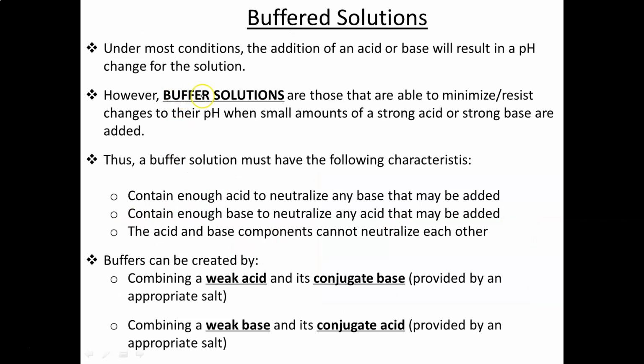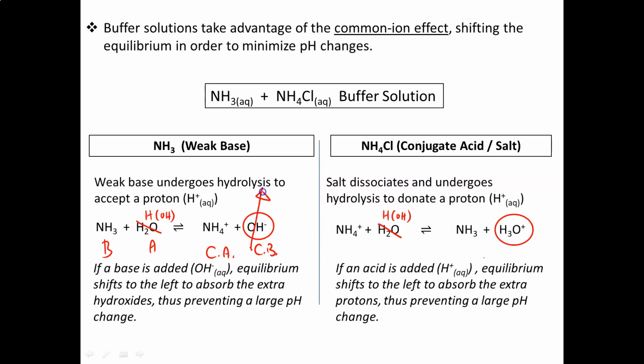Now, if you recall, a buffer solution must contain enough acid to neutralize any base that you add in. So if I add a base, I increase the hydroxide concentration. Well, according to Le Chatelier's principle, if you increase the hydroxide concentration, equilibrium will shift in this direction and create more ammonia and water, thereby reducing the hydroxide concentration. So therefore, your pH has not changed as much as it could have, thereby buffering the solution.